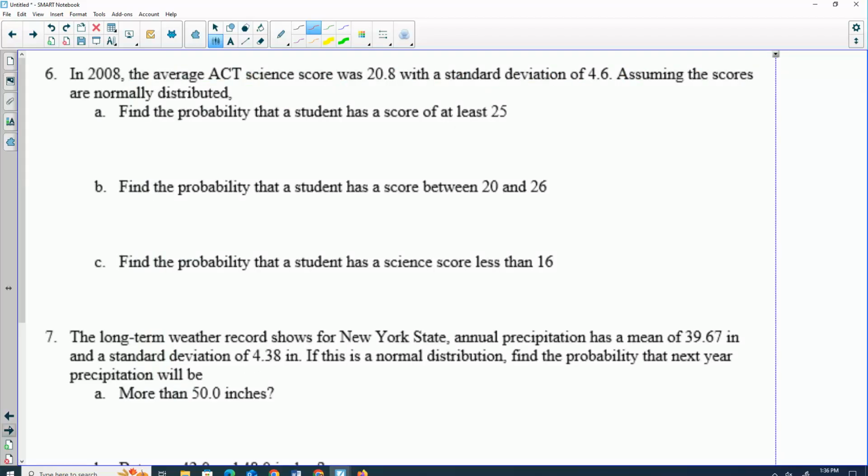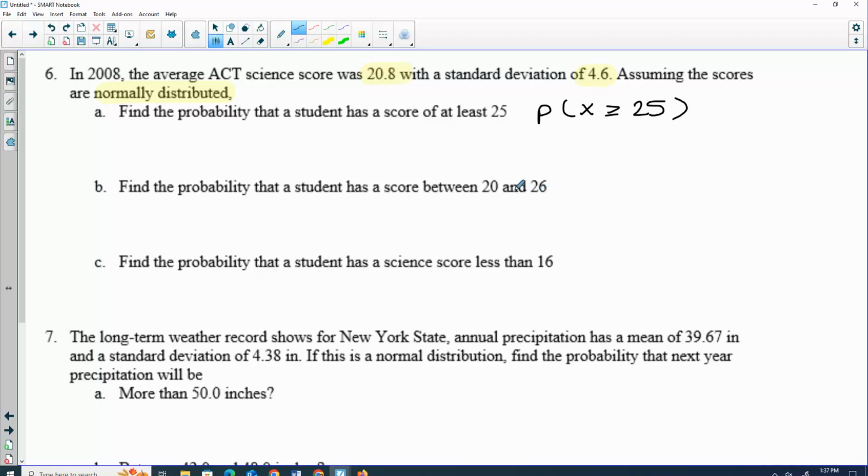Then we got into actually starting to calculate some probabilities. So we have in 2008, the average ACT science score was 20.8 with a standard deviation of 4.6. Assume the scores are normal. So I know it's normal. These are just our basic when we were back calculating the probability. So if I want to find the probability a student has a score of at least 25. So I'm finding probability their score at least 25. Right, I'm not talking about a sample mean or a sample proportion. This is just our straightforward, back where we began.